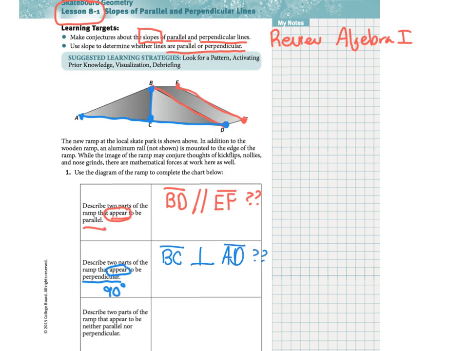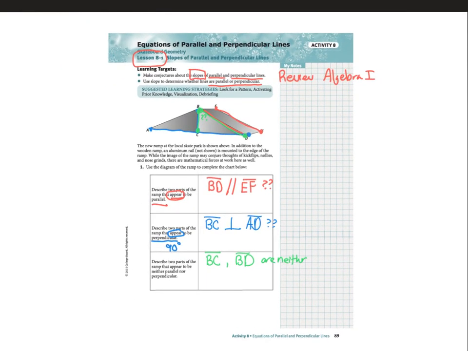And then it asks us to look at some parts of the ramp that are neither parallel nor perpendicular. So, for example, if we look again at segment BC, notice how it intersects segment BD. Okay, they obviously intersect, therefore they're not parallel, but this definitely does not appear to be a 90-degree angle, so I would say they're probably also not perpendicular. So we might say BC and segment BD are neither parallel nor perpendicular. Okay, so now how could we prove this information?